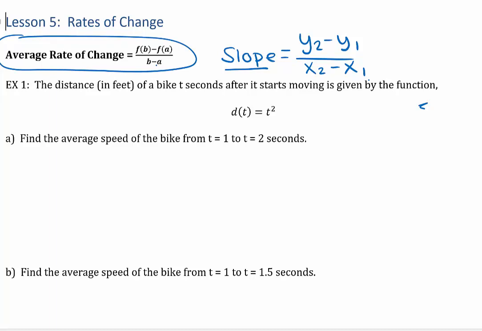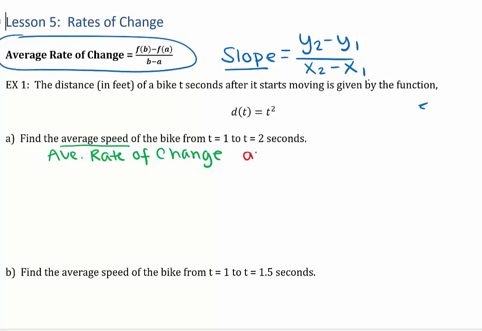So let's take a look at a specific example. Example 1 says the distance of a bike t seconds after it starts moving is given by the function d of t equals t squared. So d, or the outputs, is distance, t, the inputs, is time. Find the average speed of the bike from 1 to 2 seconds. Now speed is the same thing as your rate of change of distance. Speed describes how distance is changing.